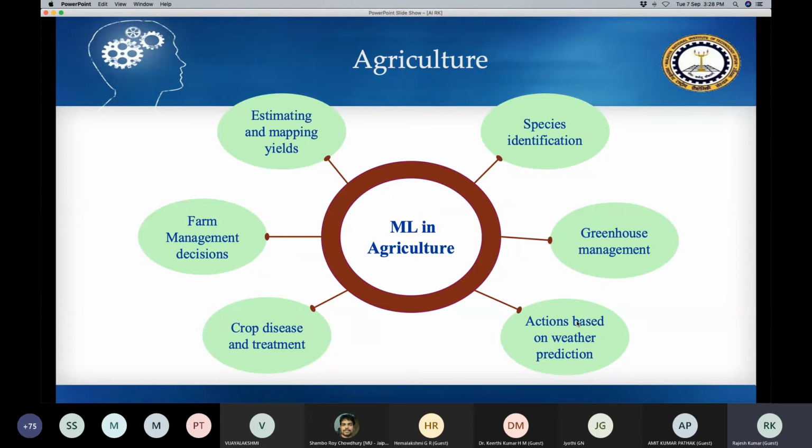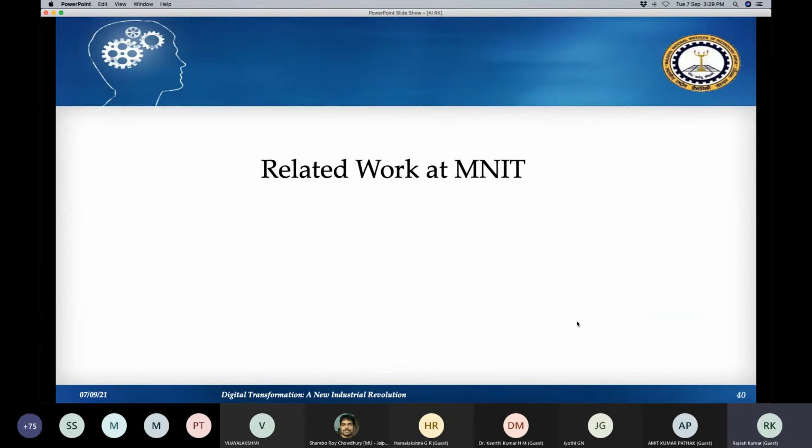Agriculture is full of this nowadays. What we are doing is species identification, greenhouse management, crop disease detection, farm management, pesticide information, and mapping to estimate the crops and yields and likewise. So these are a few areas where people have already implemented all these things. Some work I would like to share in a quick go so that we can see.